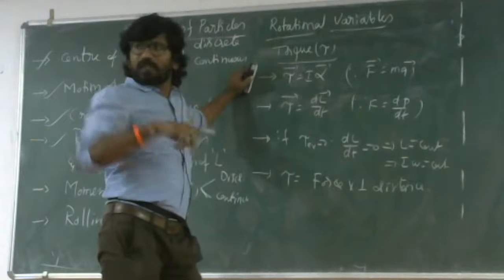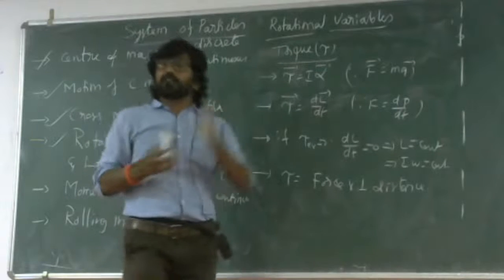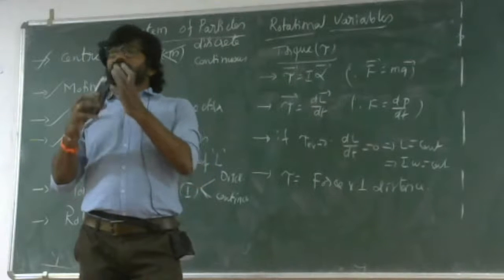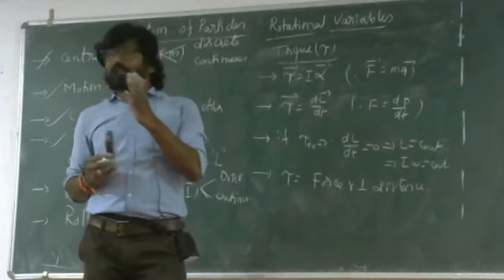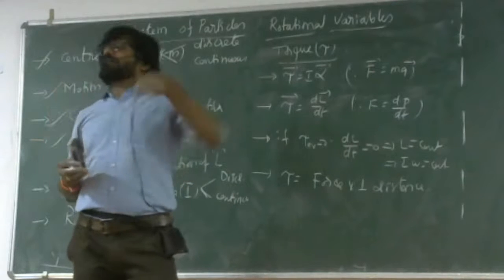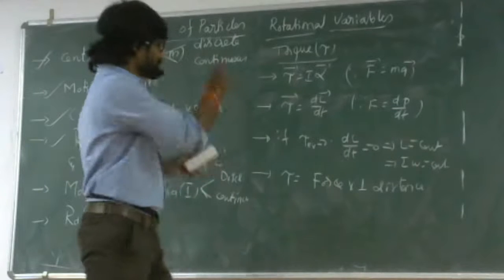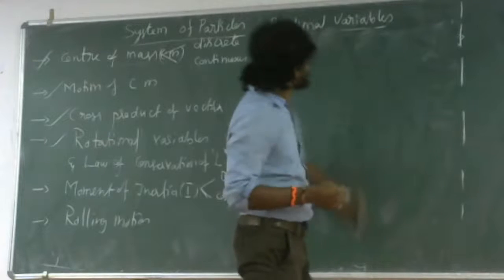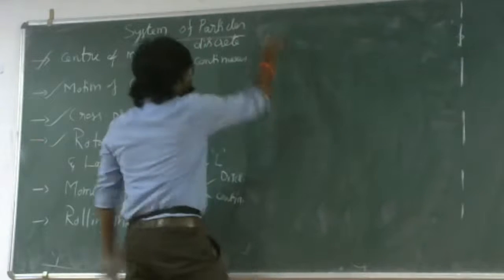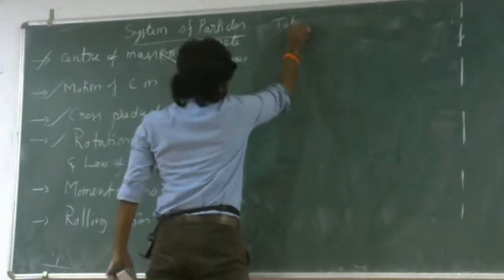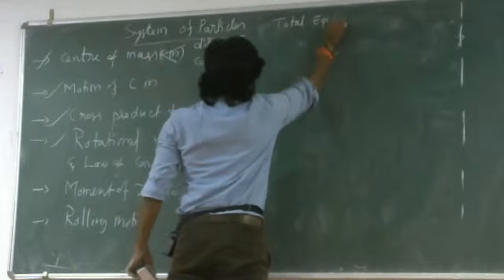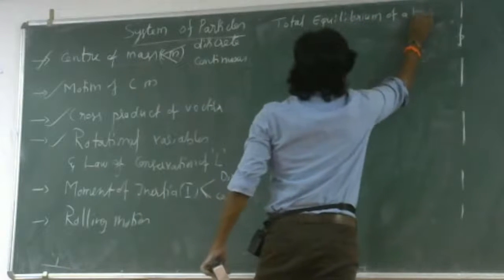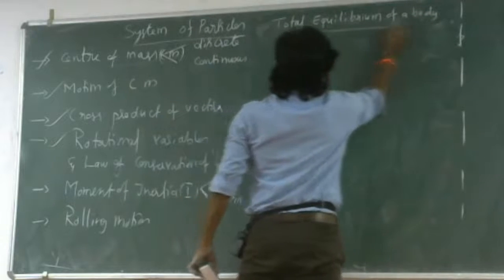For total equilibrium, two or three points will come across here. A body is said to be in total equilibrium when the body is in linear equilibrium under linear forces and in equilibrium under rotational forces. That means mathematically, let us see. Write down the heading: equilibrium of a body. Rotational equilibrium of a body is total equilibrium of a body. Total equilibrium of a body.